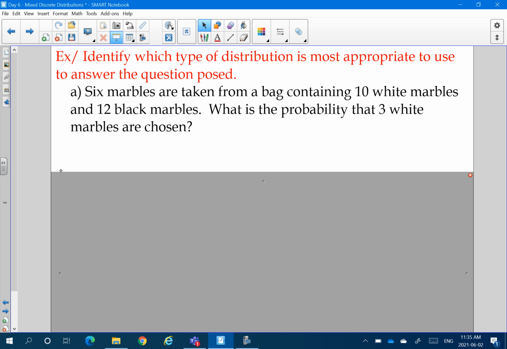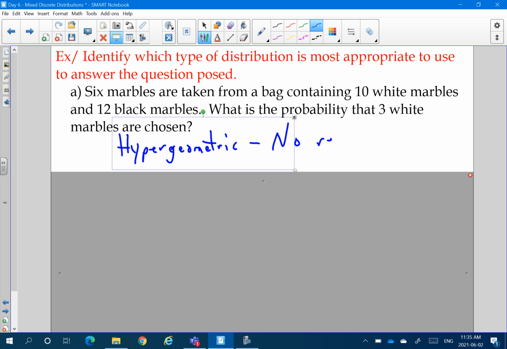Okay, so because you're looking at taking 6 marbles from a bag and you're not replacing them, this would be hypergeometric. Because the probabilities are going to change. As soon as you start taking marbles out and not replacing them, you're going to realize the probabilities are going to shift as there's less to choose from.